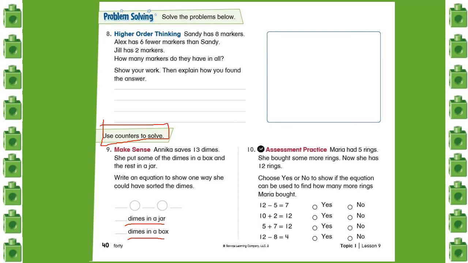And finally, number 10, assessment practice, which means this is something you might see on a test. Maria had 5 rings. She bought some more rings. Now she has 12 rings. Choose yes or no to show if the equation can be used to find how many more rings Maria bought. There are a lot of words there. We're trying to find which equation could be used to solve this problem.